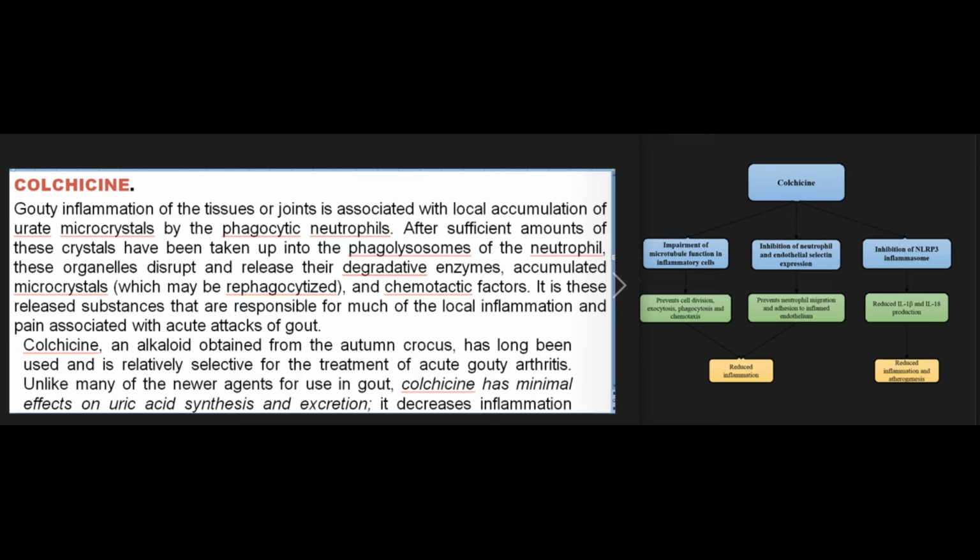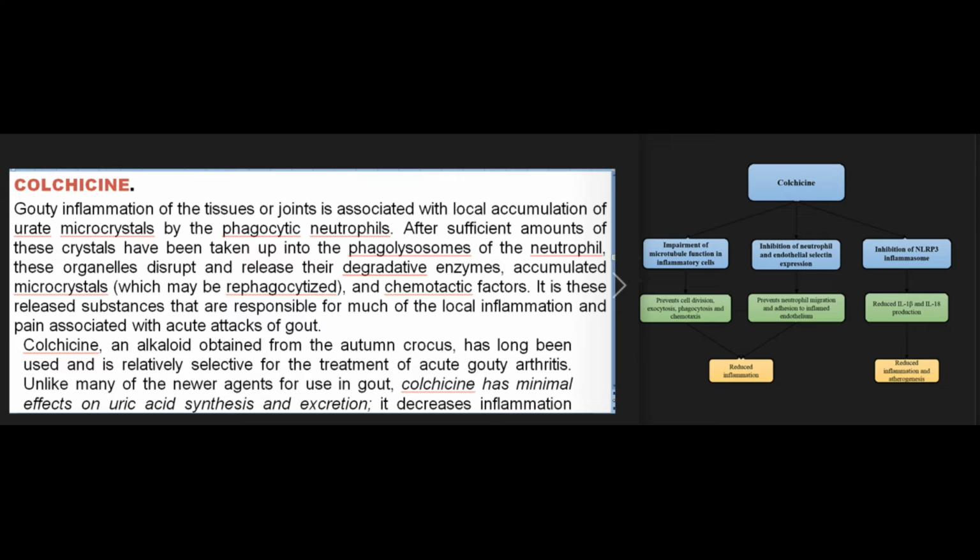After sufficient amounts of these crystals have been taken up into the phagolysosomes of the neutrophil, these organelles disrupt and release their degradative enzymes, accumulated microcrystals, which may be rephagocytized, and chemotactic factors. It is these released substances that are responsible for much of the local inflammation and pain associated with acute attacks of gout. Colchicine, an alkaloid obtained from the autumn crocus, has long been used and is relatively selective for the treatment of acute gouty arthritis.